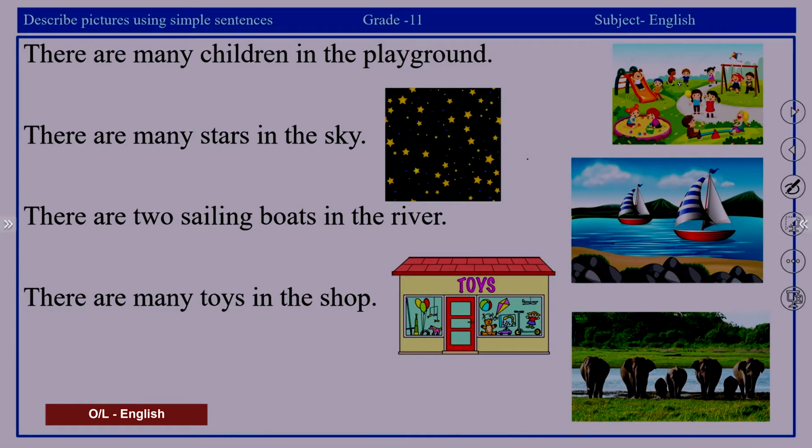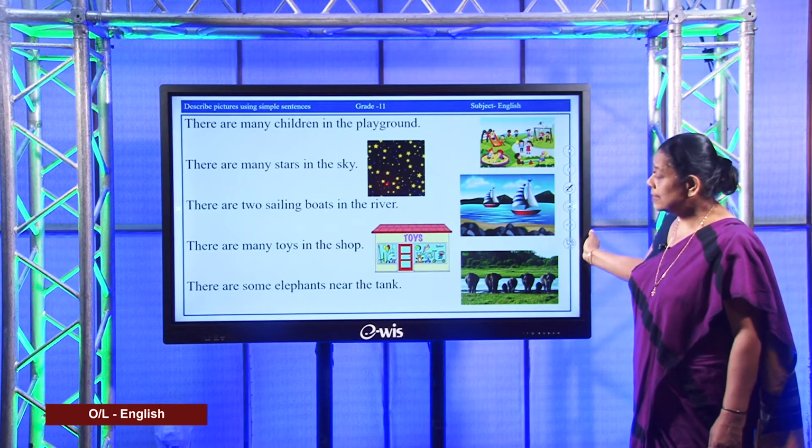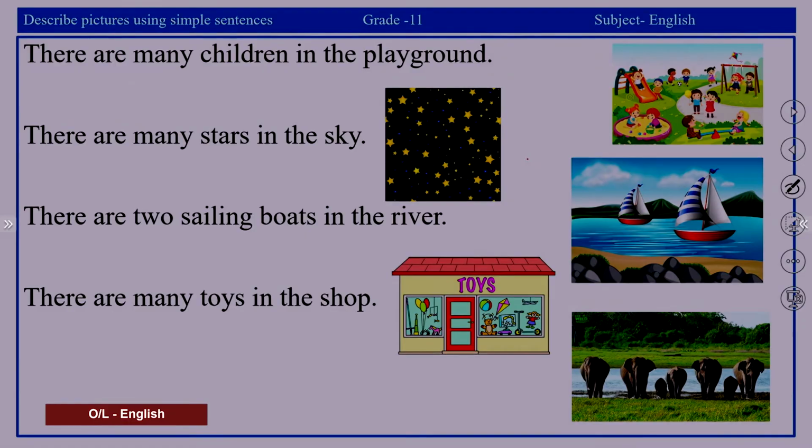Yes, the next one. What can you see there? Elephants. Where are they? They are near the tank. So, how do you describe that picture? There are some elephants near the tank. There are many elephants near the tank. Right. Yes, the next picture.